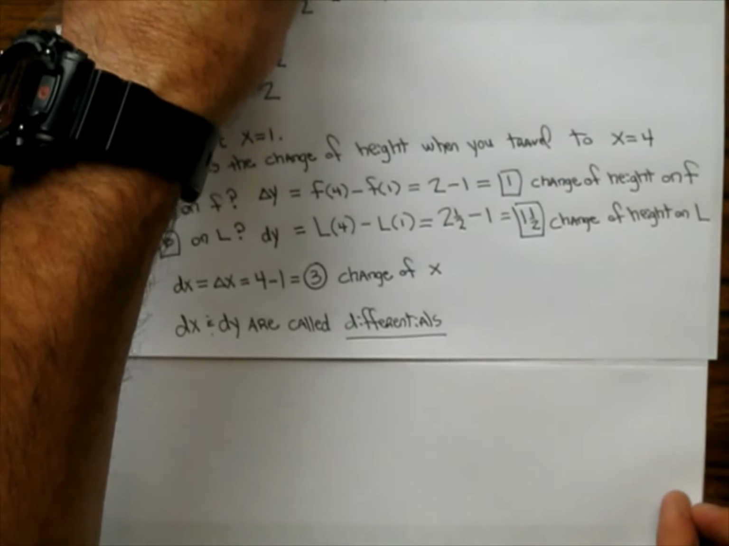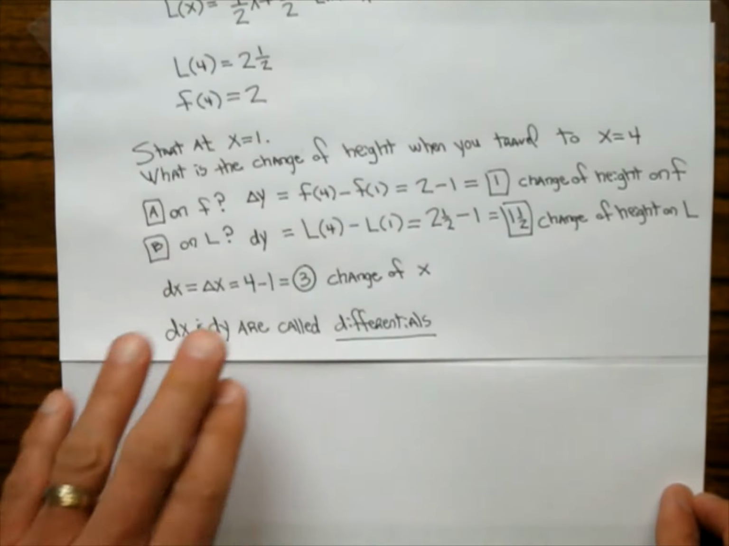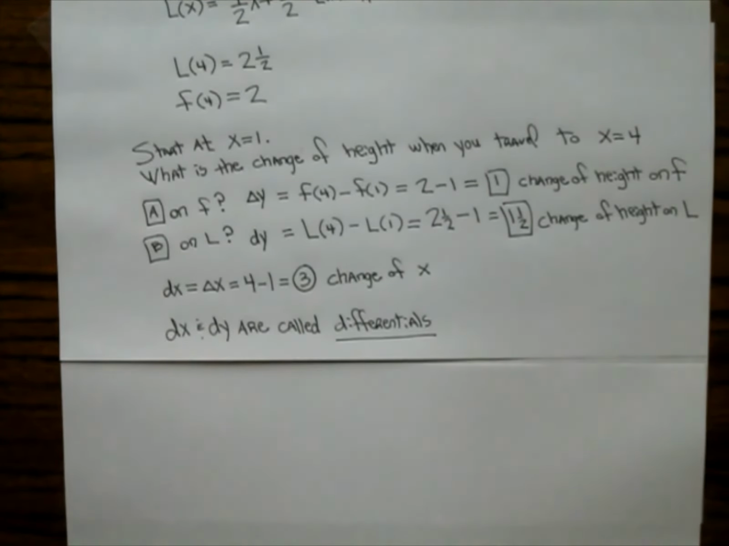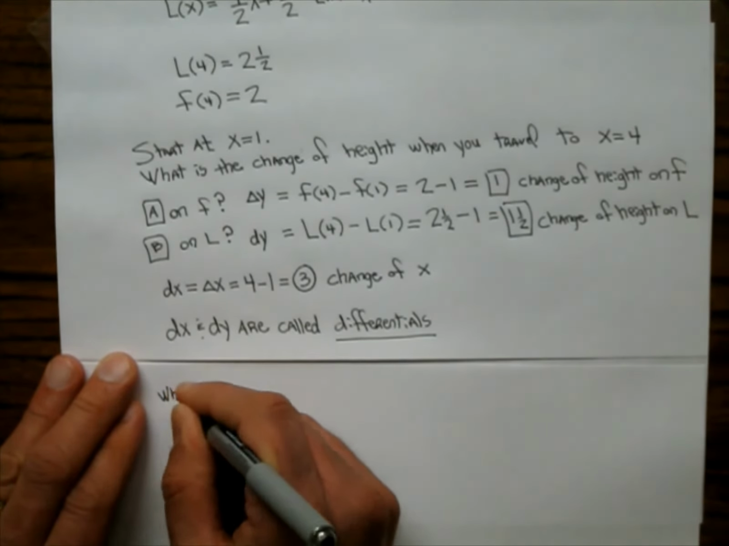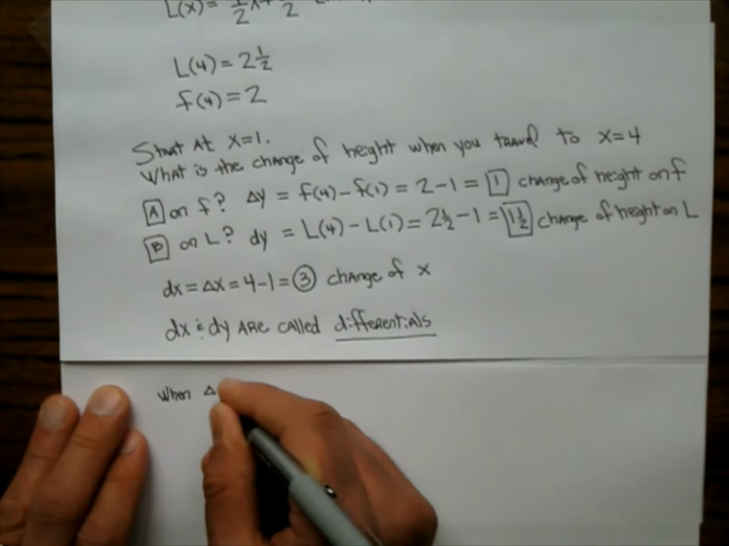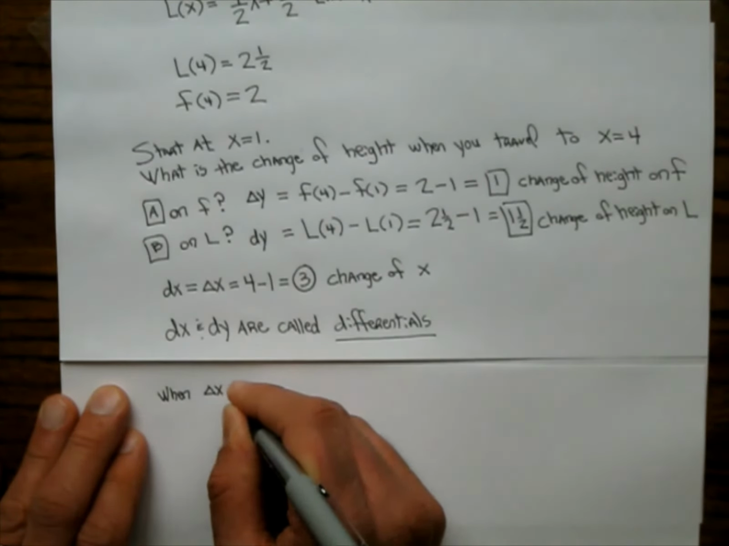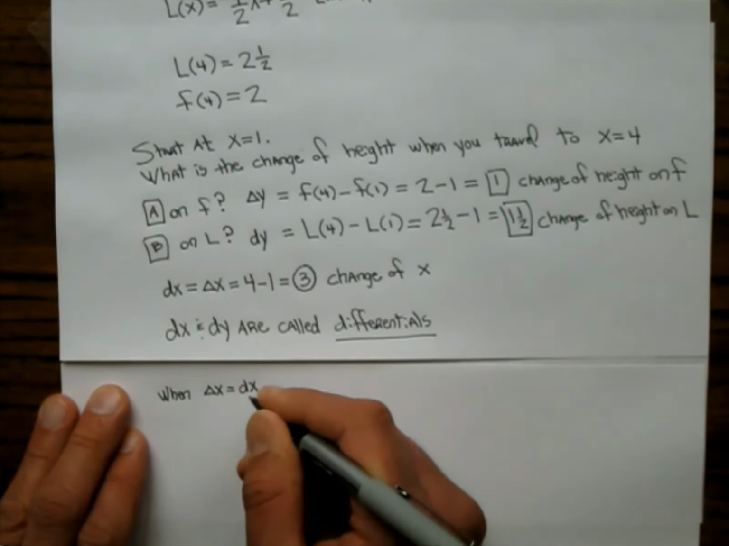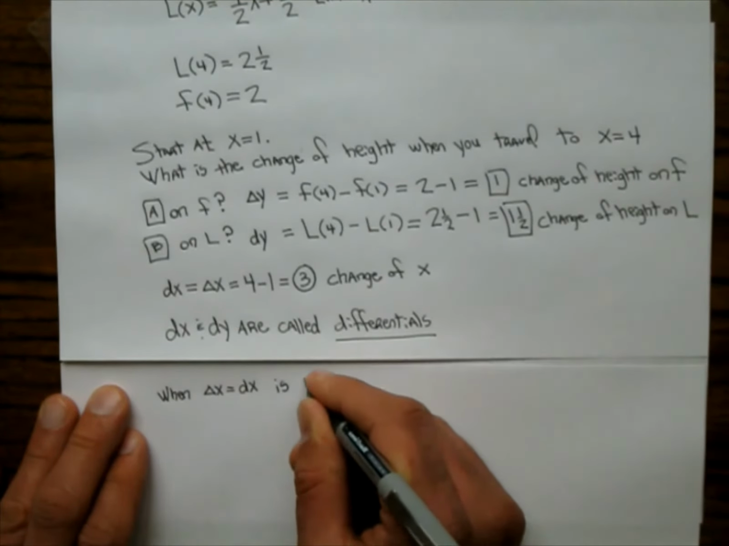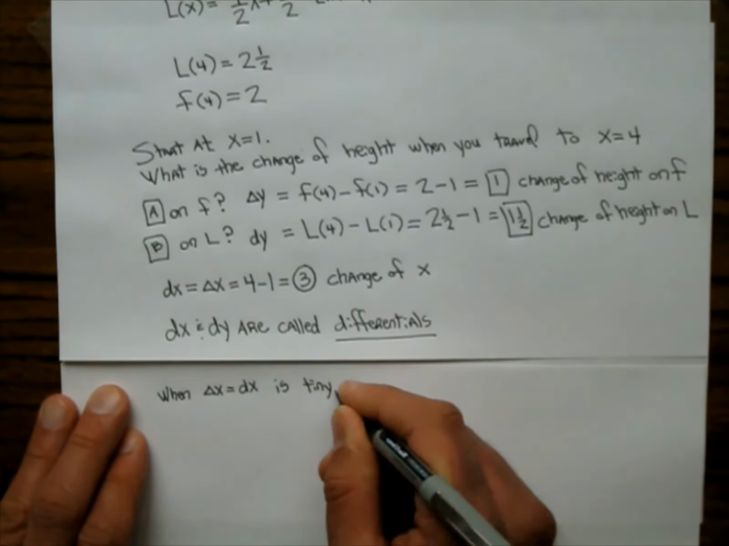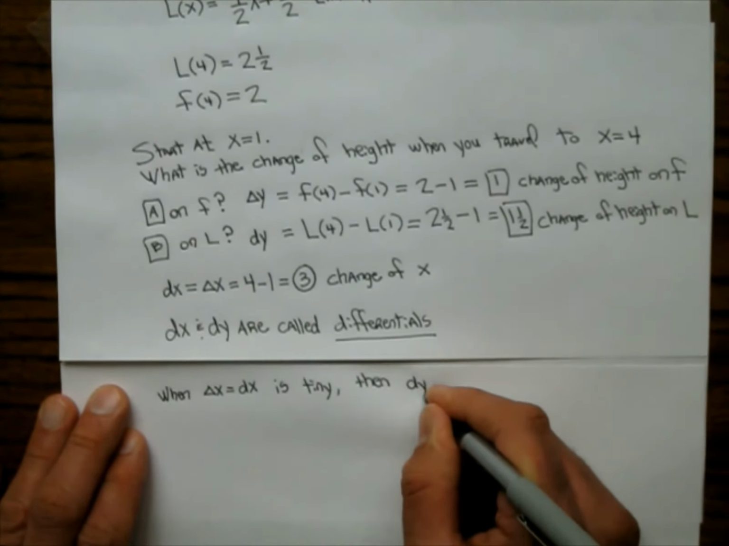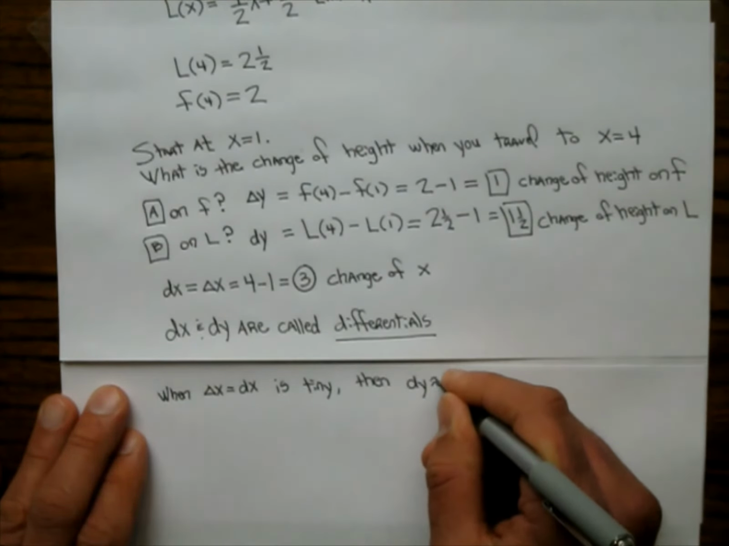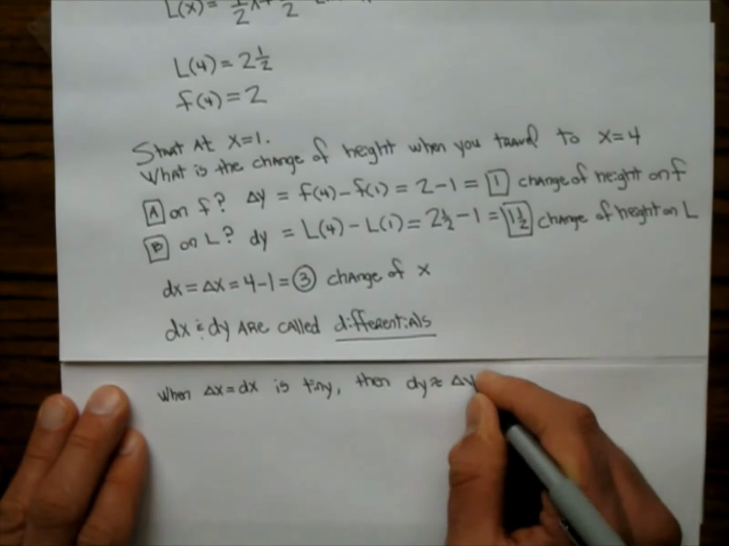Let's continue to write things about this. Now, your homework problems, you're going to find that by the time I'm done explaining this, you'll understand what differentials are, hopefully, but the homework problems are not going to be that bad for this part here. So here's something to know, that when dx, or delta x, they're interchangeable, when that is tiny, then dy is going to be approximately delta y.